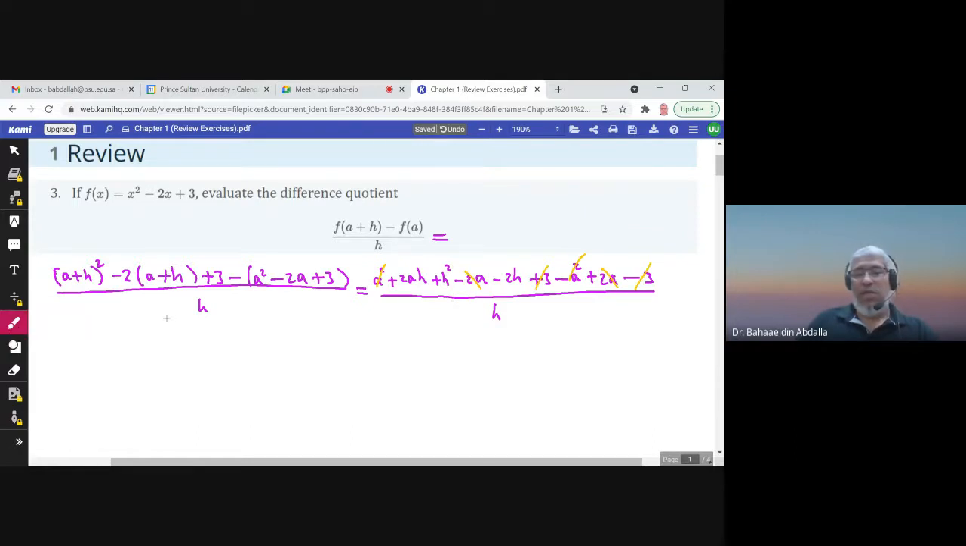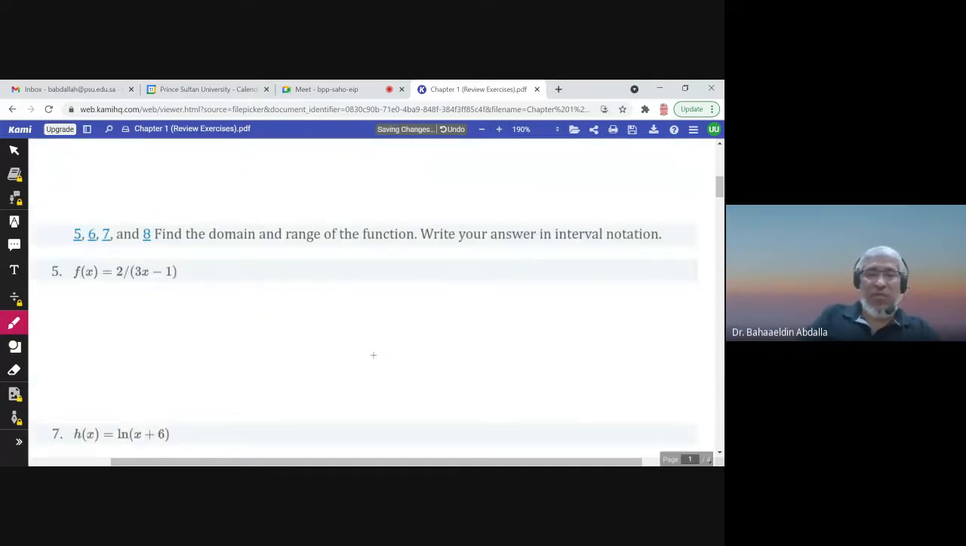And then we notice that 3 terms are left in the numerator, and h is a common factor in all of these 3 terms. So here we will have 2a taking h as a common factor, then plus h, we have h square and we took h as a common factor, then minus 2, and h is taken out, over h. Now we cancel h with h, and the final answer would be 2a plus h minus 2. That's the difference quotient.